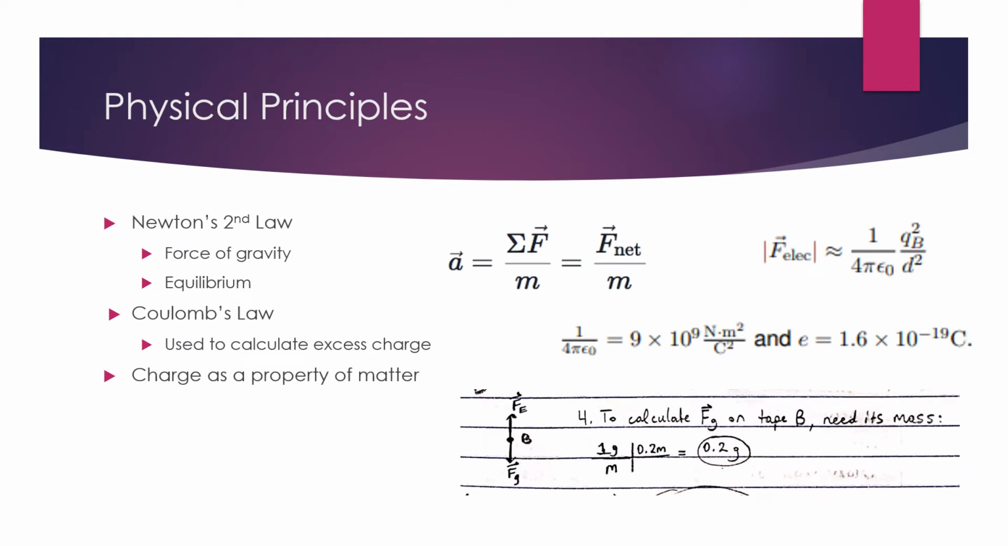As mentioned earlier, Newton's second law is very important to this experiment. As we have seen, the tape will be in a state of equilibrium when B is floated above A. This means that the two forces acting on the tape, the gravitational force and electric force, will balance each other, as shown in the free body diagram on the bottom right. Additionally, the equation for Coulomb's law, or the electric force, is shown on the far right, and Newton's second law is shown to the left. It is also important to note that the charge is a property of matter and it exists everywhere.